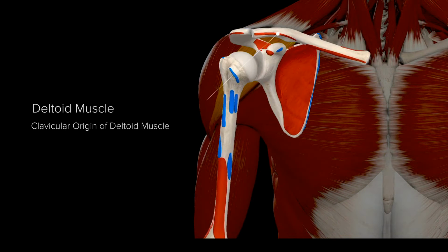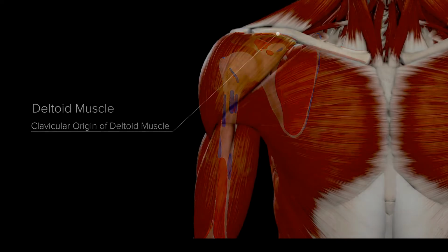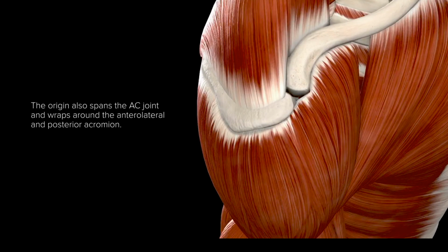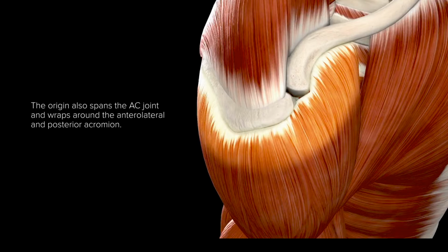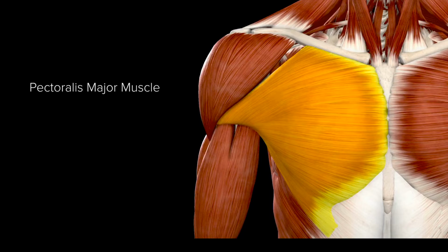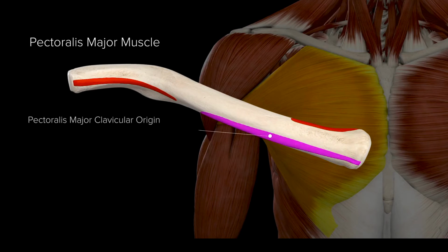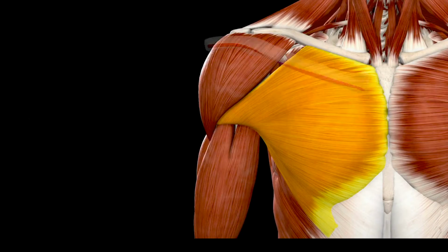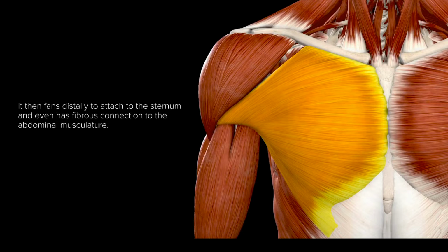The deltoid's origin on the clavicle is anterior-inferior and spans the lateral 1/3 of the clavicle. The origin also spans the AC joint and wraps around the anterolateral and posterior acromion. The pectoralis major origin is at the anterior and inferior aspect of the clavicle as well, but attached more medial across the medial 2/3 of the clavicle. It then fans distally to attach to the sternum and even has fibrous connection to the abdominal musculature.